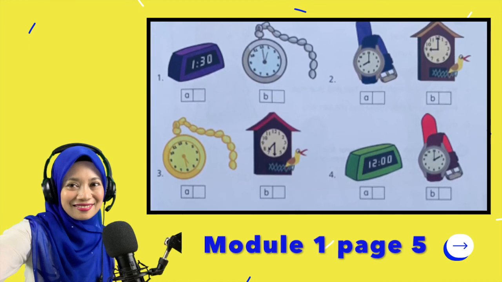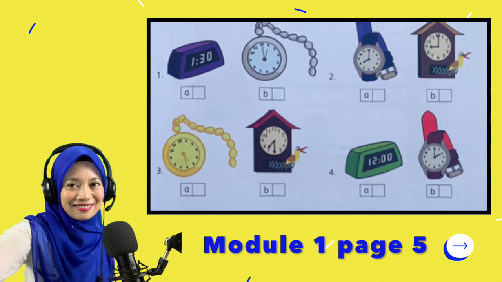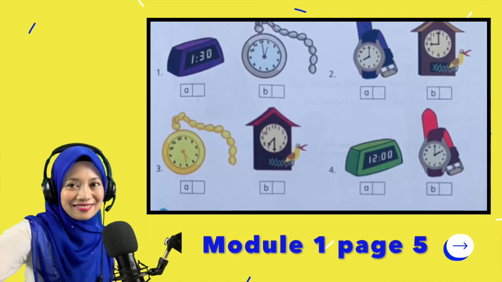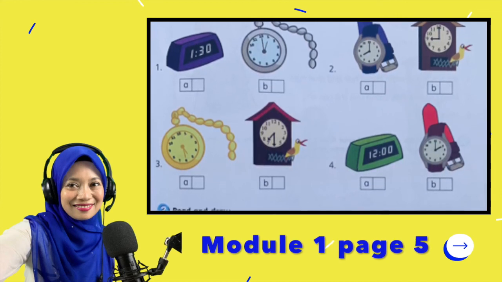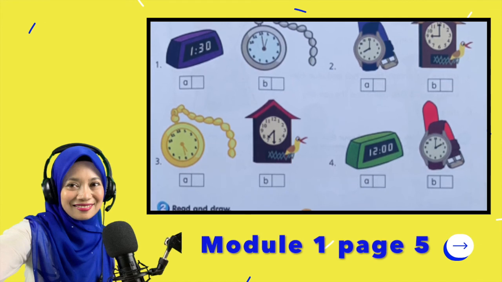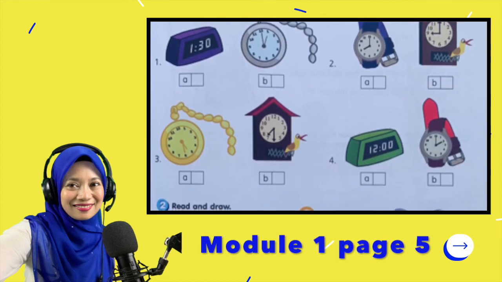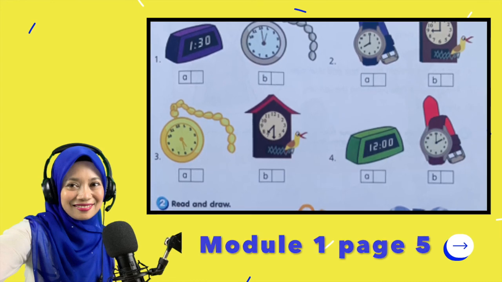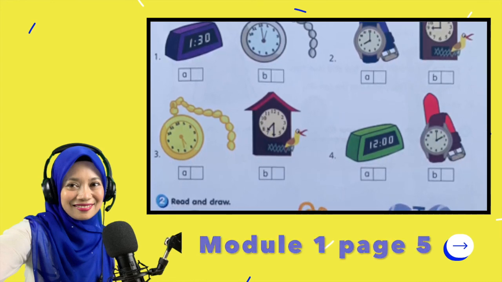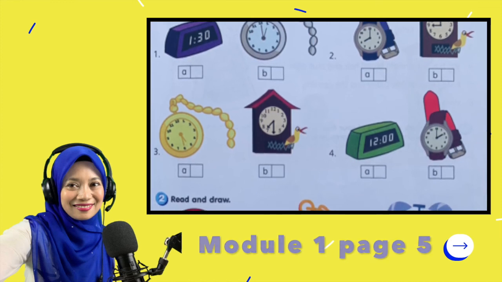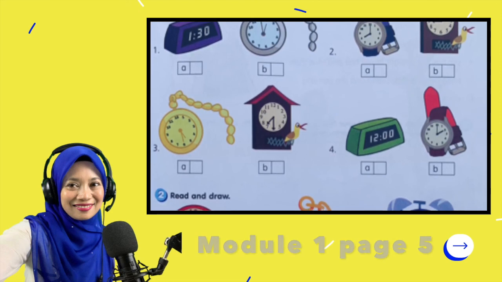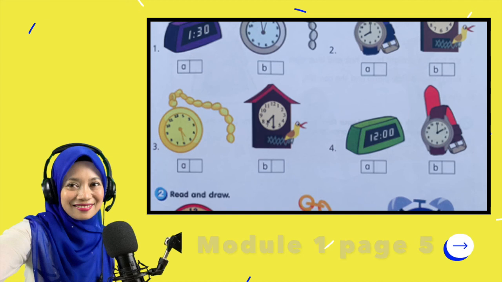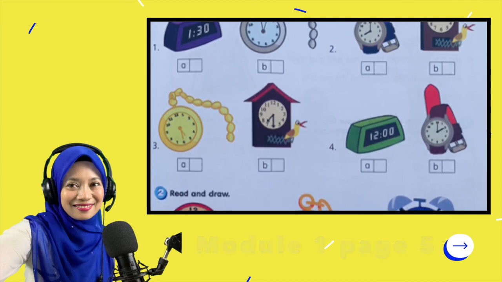1. What's the time? I think it's 1 o'clock. No. It's 1:30. 2. Tina, what's the time? It's 9 o'clock. 3. What's the time, Lisa? Let me see. It's 7:30. 4. Mum, what's the time? It's 2 o'clock. 12 o'clock?